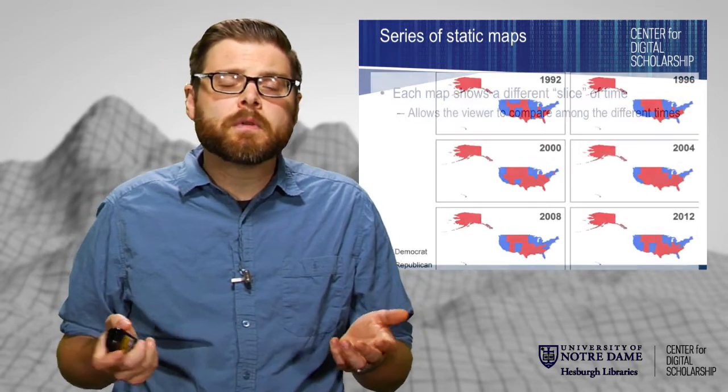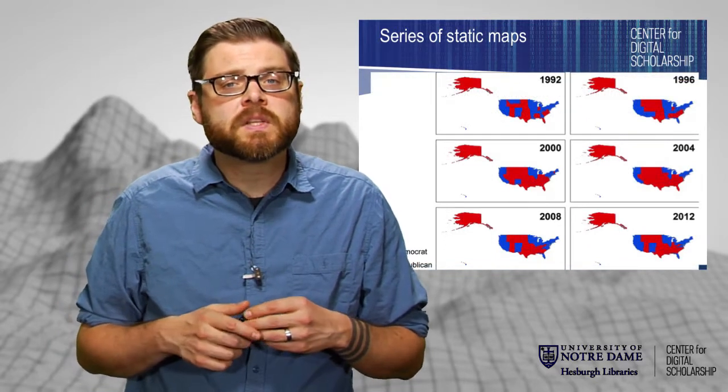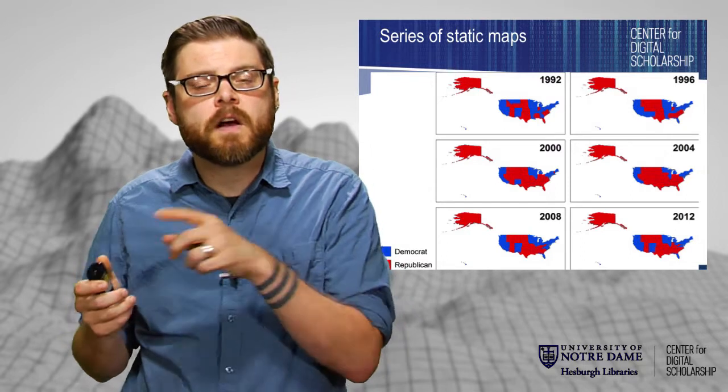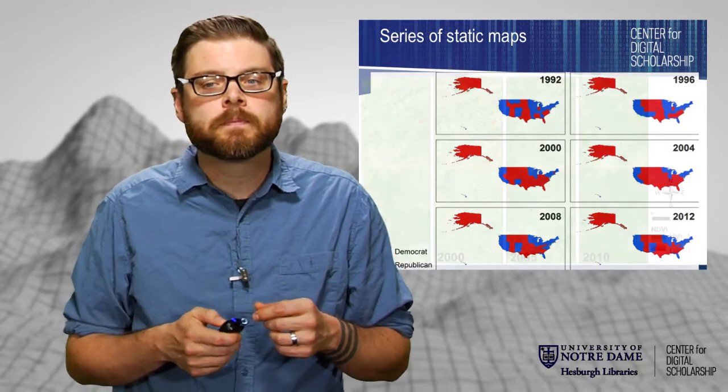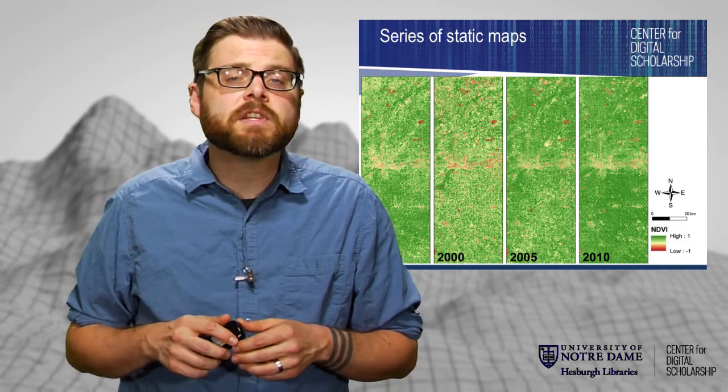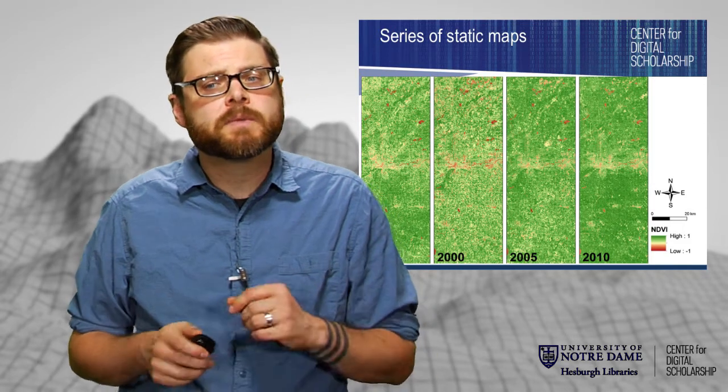So here we see an example of this showing election results. You can see that there are different slices of time showing things that our eyes can follow across the maps. We can also do this for something like raster data, where we see vegetation indices compared over multiple different times here.